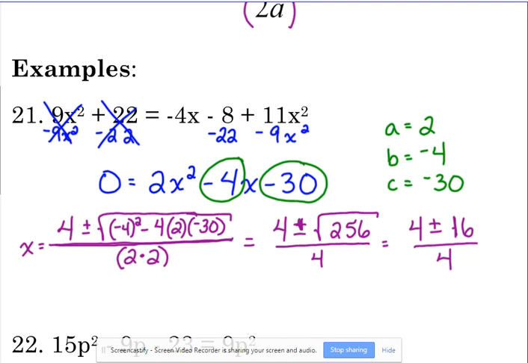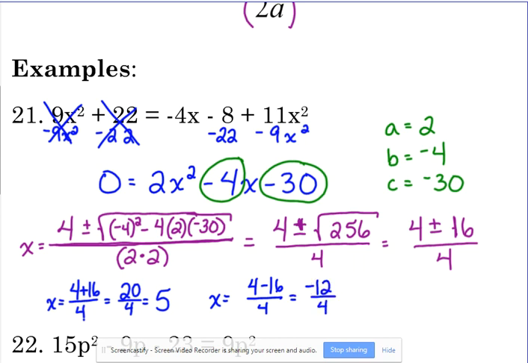So here are my two solutions. 4 plus 16 divided by 4, which is 4 plus 16 is 20. Divided by 4 is 5. So one of my answers is 5. My other answer is 4 minus 16 over 4. Bless you. 4 minus 16 is negative 12. Negative 12 divided by 4 is negative 3. 5 and negative 3 are my answers.